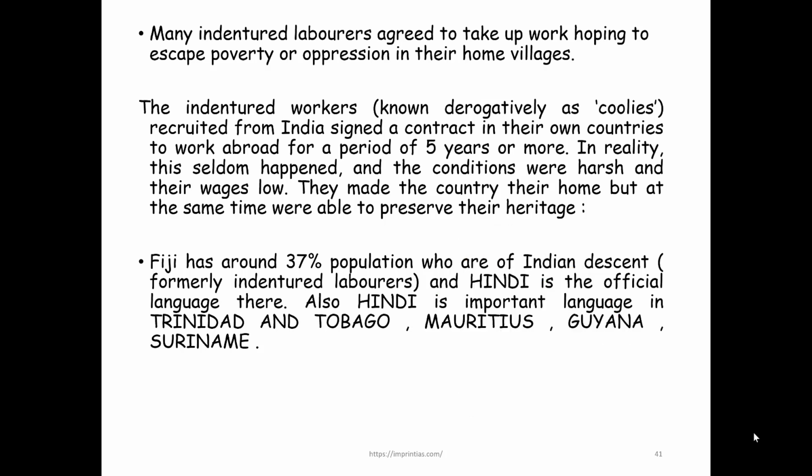They were recruited on a contract for 5 years, but in reality that seldom happened. Wages were so low that they were never able to come back, and they decided to preserve their culture. How did they do that? Fiji has 37% of its population of Indian descent, and Hindi is the official language there, and it's also an important language in Trinidad and Tobago, Mauritius, Guyana, and Suriname.